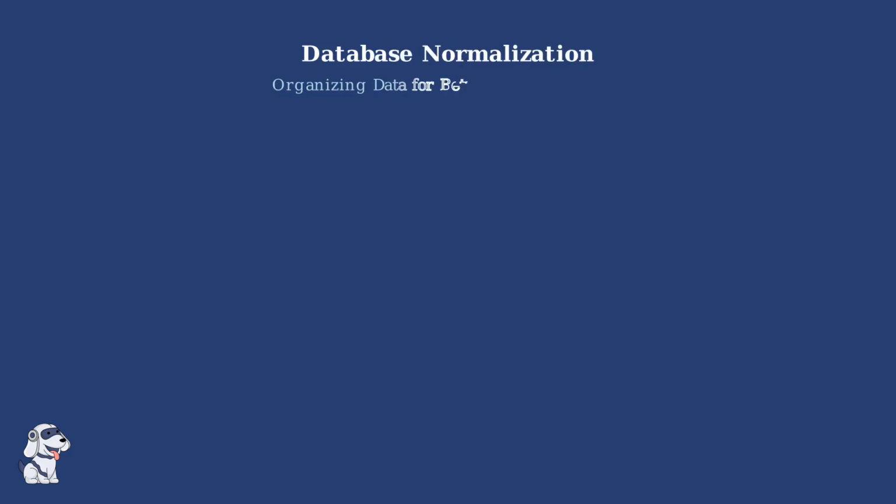Database normalization is like organizing a messy room. Just as you would sort items into proper places to avoid duplicates and make things easier to find, normalization organizes database data to reduce redundancy and improve integrity.